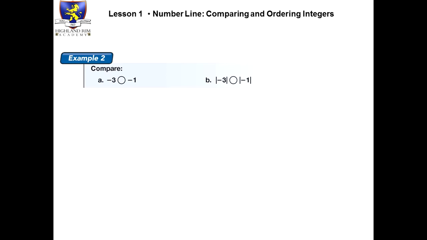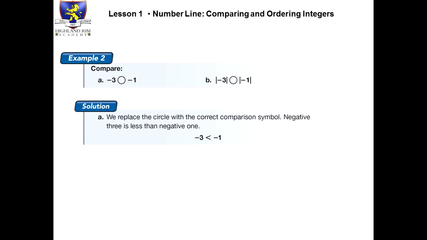The next example is to compare -3 to -1. And -3 is to the left of -1, so it's less than -1. So then we compare the absolute value of -3 to -1. And the absolute value of -3 is what? It's 3. The absolute value of -1 is 1. Is 3 less than 1? No. 3 is greater than 1.